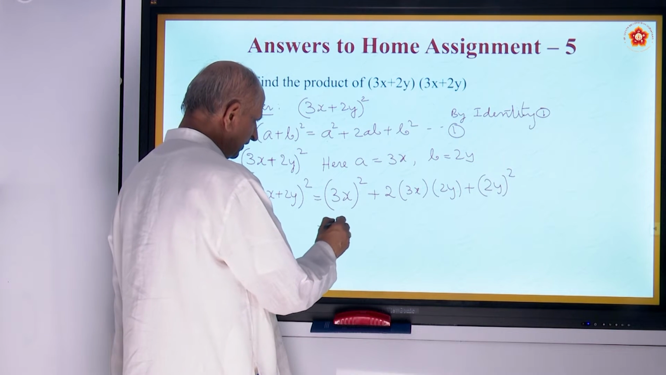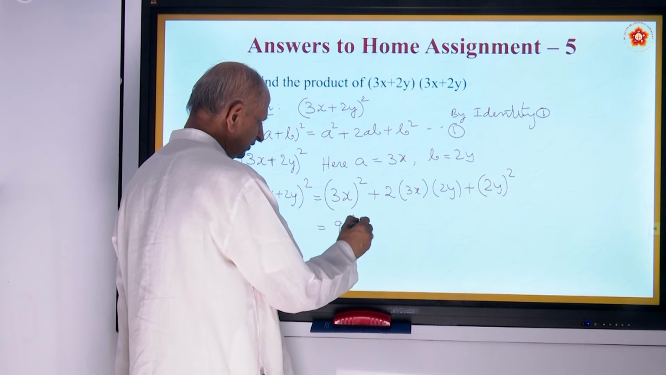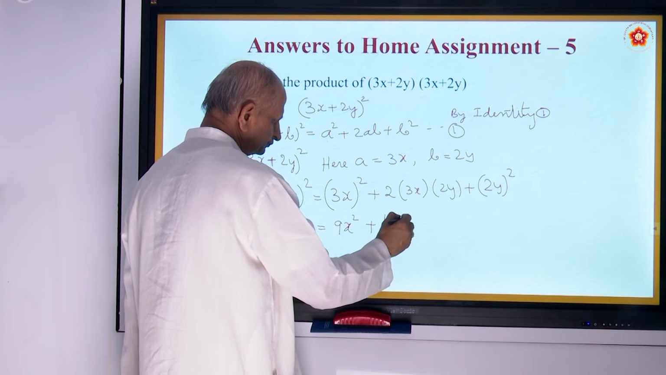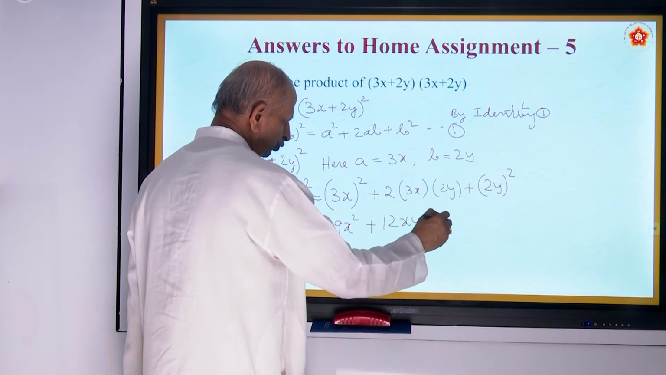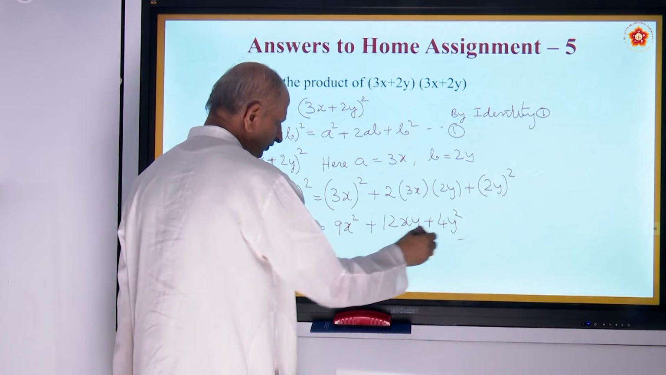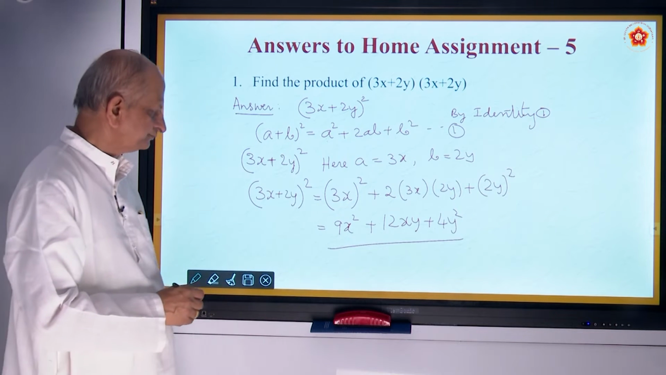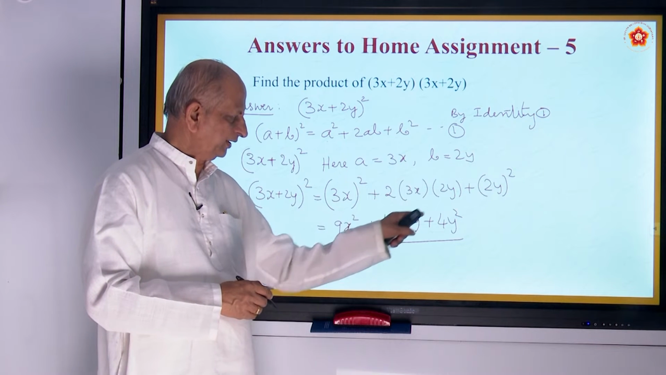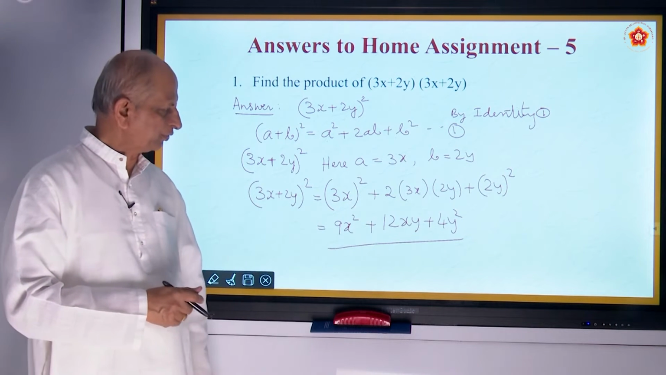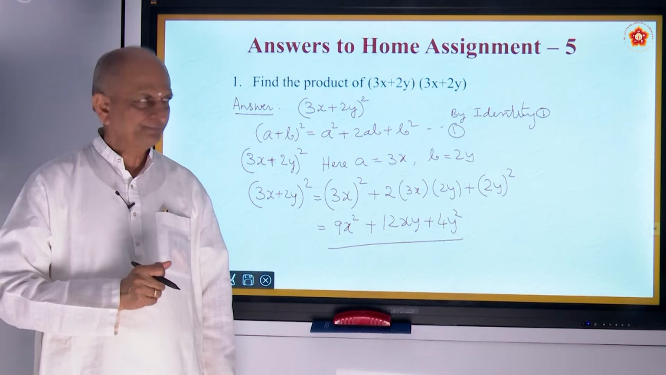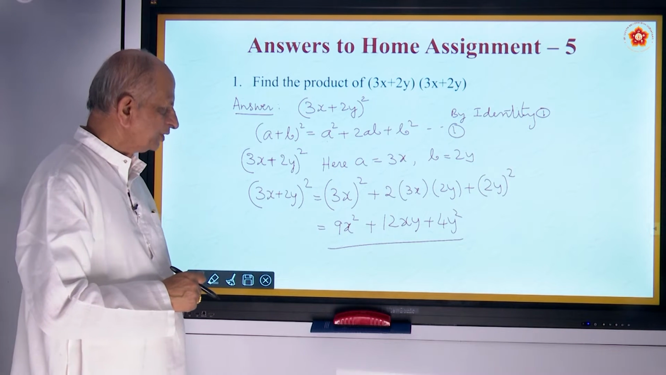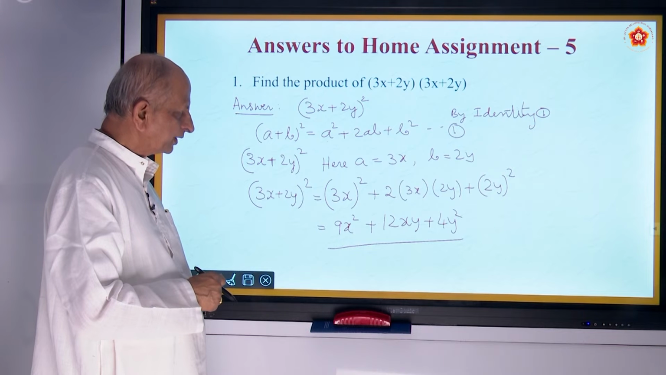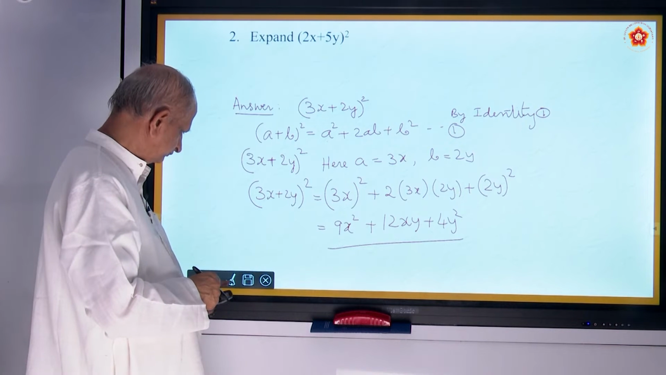And if you expand it, 3 3s are 9, 2 3s are 6, 2 6s are 12, and 2y whole square, that is 4y square. So that is the answer. So 9x square, 2 3s are 6, 2 6s are 12xy, 2y whole square, that is 4y square. Correct? So this is the answer for that question.